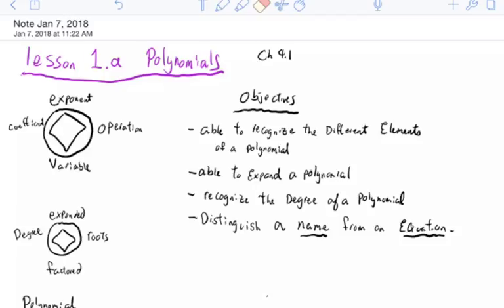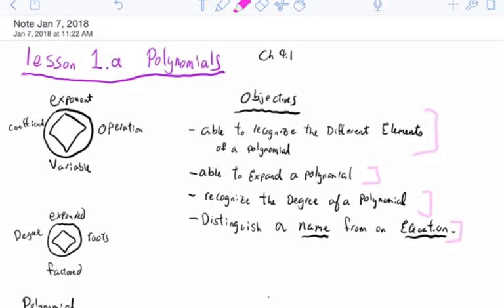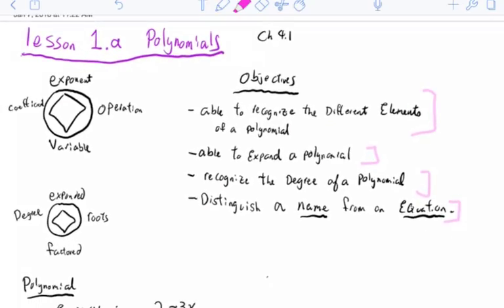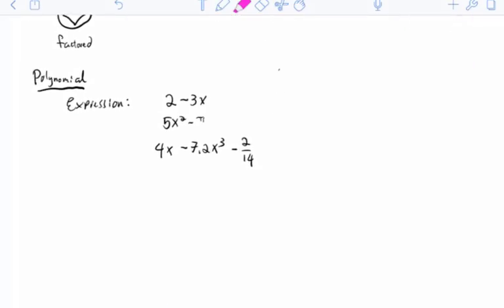This is lesson 1.a, Redux. So to go over this, at the end of it, you're going to be able to recognize the different elements of a polynomial, and essentially you're going to know what a polynomial is. Expand a polynomial, so you're going to be able to do algebra to it. You're going to be able to recognize its degree and know what we mean when we say degree, and you're going to understand what we mean when we talk about the name of an equation, and distinguish between a name and say an equation. So you'll understand what we mean by a name of an expression.